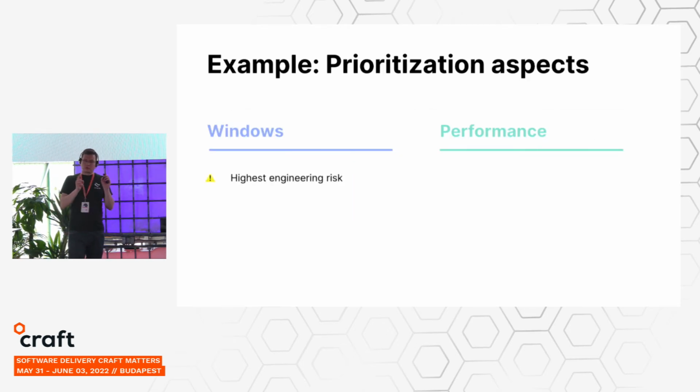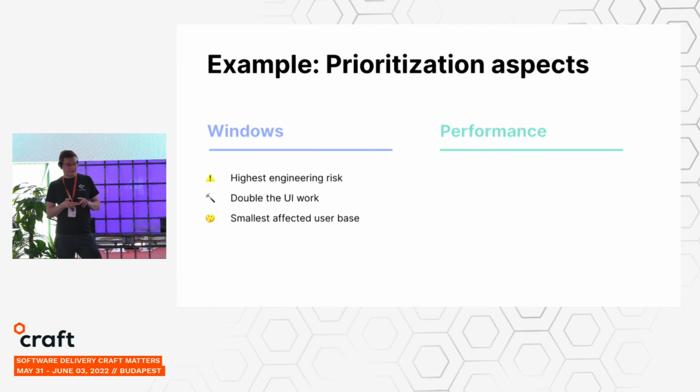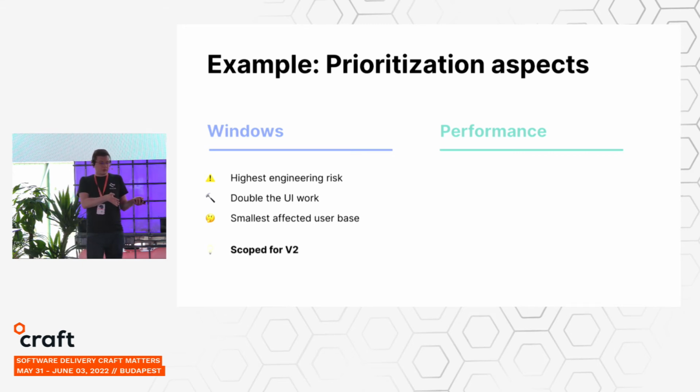So I can give two breakdowns. Why we decided to delay Windows: one is it had the highest engineering risk. It was doubling the required UI side work, and it had the smallest affected user base. But since Shapr3D is a multi-platform tool, we cannot really delay it further, so it is scoped for V2. We're actually working on it right now.